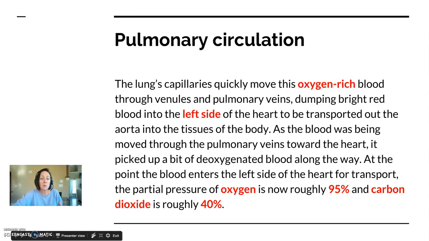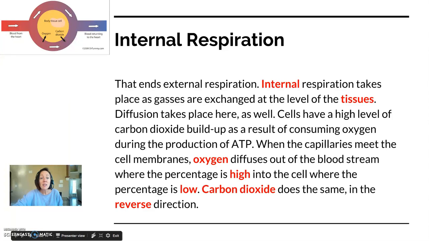As the blood is being moved through the pulmonary veins to get into the heart, it did pick up a little bit of deoxygenated blood along the way. So at that point, the blood that gets into the left side of the heart, that's going to be transported out to the tissues, the partial pressure at that point of oxygen is about 95%. And carbon dioxide is about 40%. Now that's the end of external respiration.